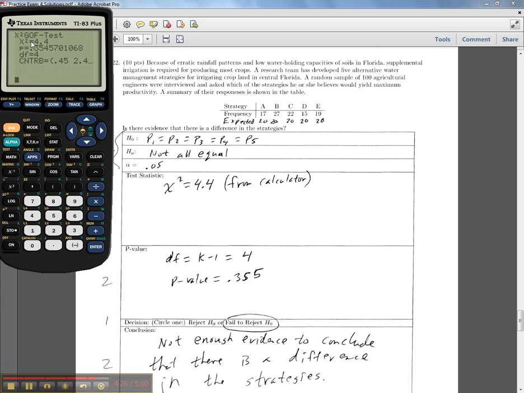Our chi-squared is 4.4. Our p-value is 0.355 if we approximate. If we compare that to an alpha level of 0.05, it's greater, so we fail to reject. The conclusion for this particular question is that there is not enough evidence to conclude that there is a difference in the strategies. So that's it.